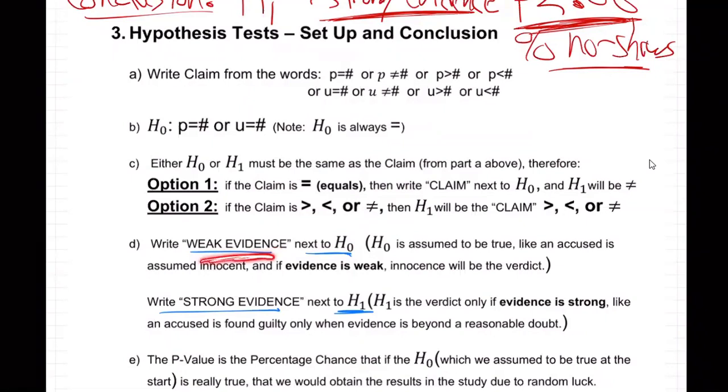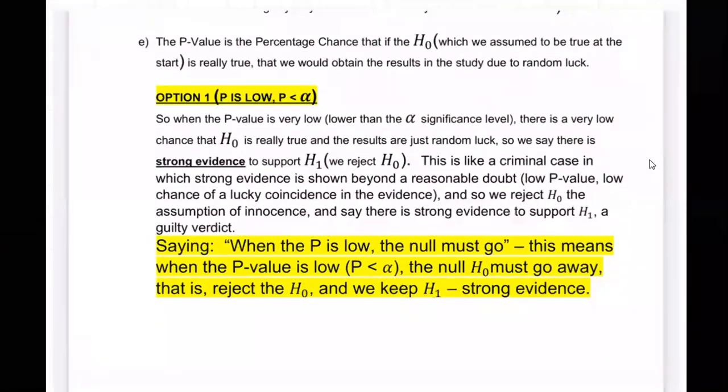That's exactly what we're doing in the hypothesis test. If there's weak evidence, we're going to stick with H0. We're assuming H0 is true. H0 is assumed to be true. So if the evidence is weak, we're going to stick with H0. If evidence is weak, innocence will be the verdict. H0 will be the verdict. But if evidence is strong, then we'll go with H1, just like in a court of law. All right. So next step is we have to go to the calculator.